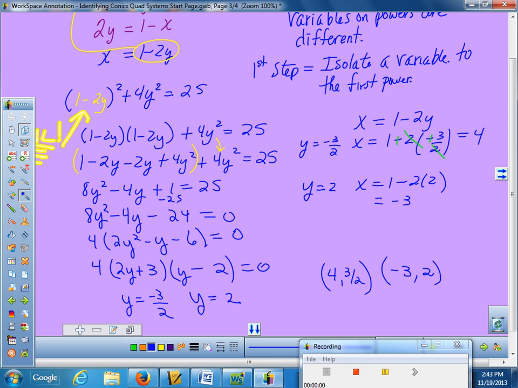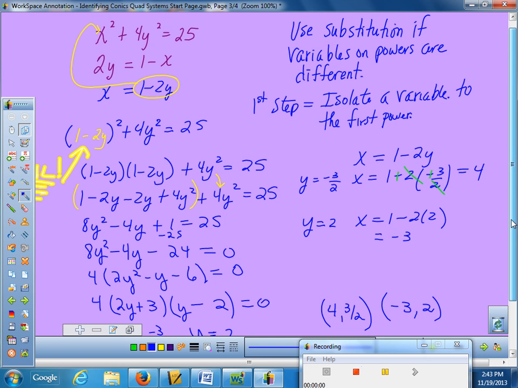I actually forgot to ask you on this one. What were we intersecting? What were those original equations? What shapes were they? Two squares, both positive, different coefficients. That was an ellipse. This one has no squares, so that's a line. So if you think about it, how many times can a line hit an ellipse? Twice would be the most. And we got two.